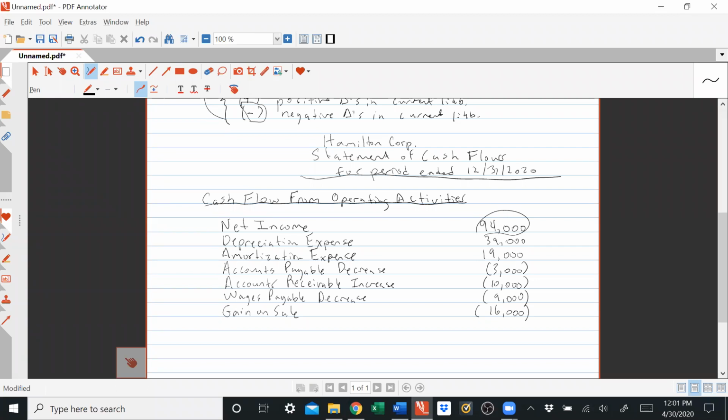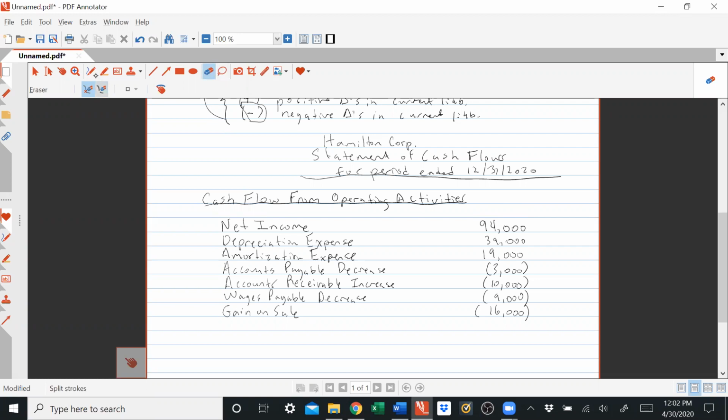If there was a loss on sale of asset, that would be subtracted to get the $94,000 net income number, but that loss doesn't involve cash. We're trying to convert the $94,000 to a cash number, so we'd have to add the loss back. So you add losses back to net income, you subtract gains from net income in the operating activities section.